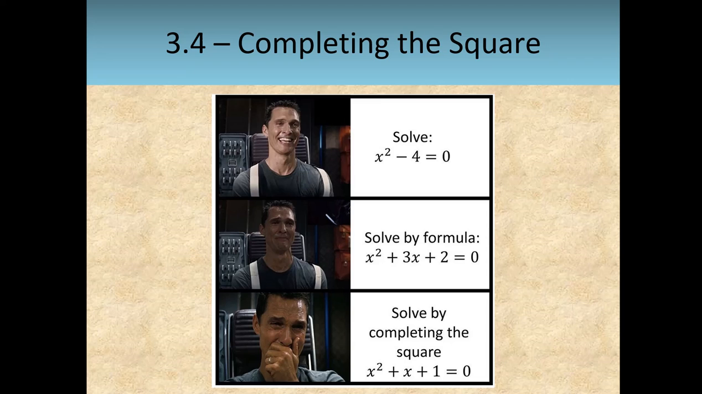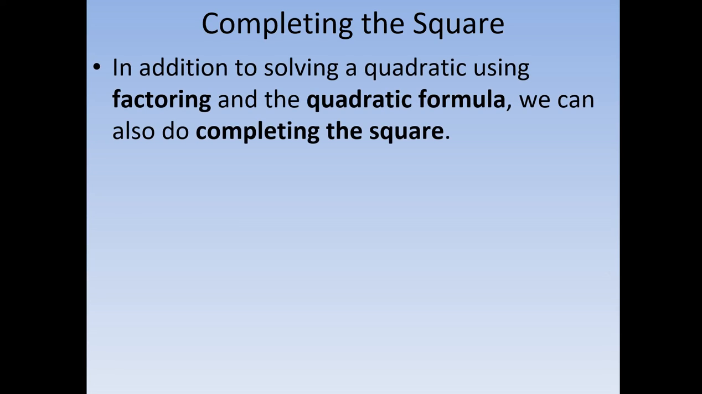There's a lot of steps to it, but it's something that you're going to have to do, even though it may not be your go-to choice. You will have to at least show an example of being able to complete the square. So the two ways that we've talked about so far were factoring and the quadratic formula. So completing the square, let's say that we're looking at this polynomial or this quadratic.